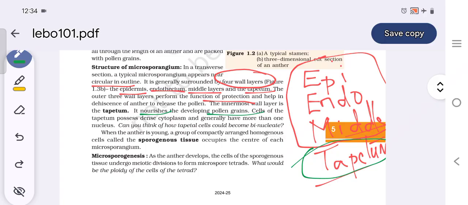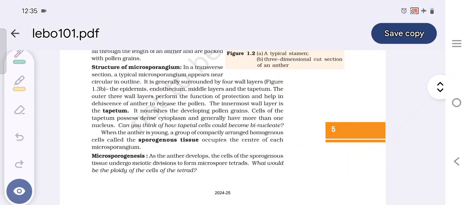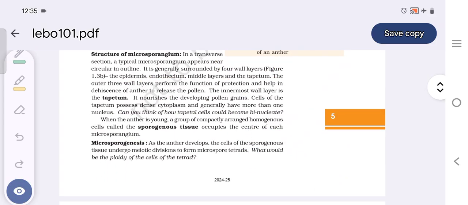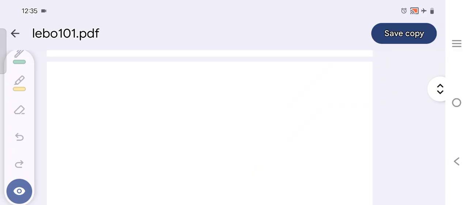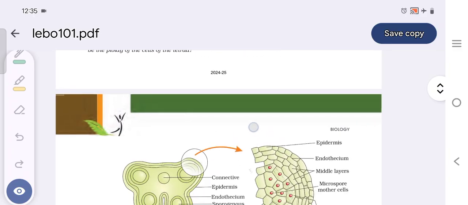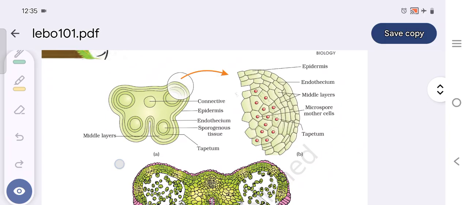Now, when the anther is young, you have two diagrams there related to the microsporangium. The first one is about the young anther, and there you have an important word which is called the sporogenous tissue. Where do you find the sporogenous tissue? Sporogenous tissue is in the center of each microsporangium. Let's see how it is. At the center, look at the diagram here.